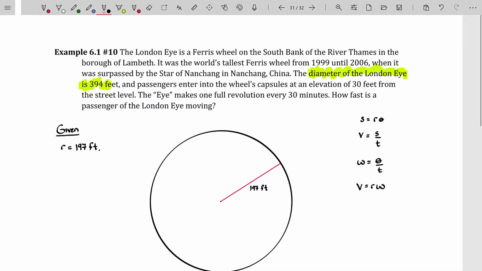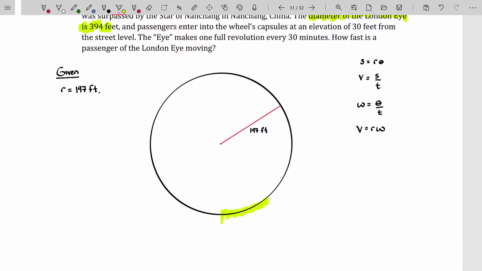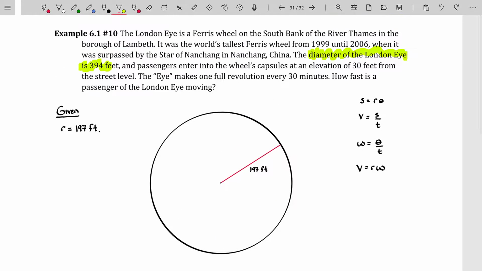Let's see what else we have that's important. If you read forward, passengers enter into the wheel's capsules at an elevation of 30 feet. Again, the height at which I enter into this Ferris wheel does not tell me anything about how quickly I'm moving around the Ferris wheel. So that's extraneous information. I actually use this problem for many other problems, and so it's nice to have all this information here for other problems in the future. But for right now, we're just asked how quickly the passenger is moving around the circle.